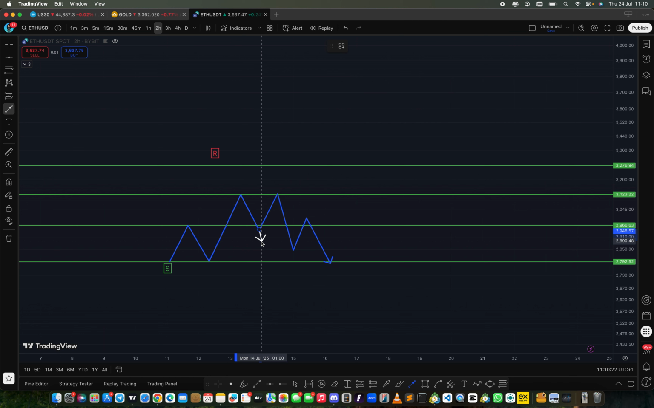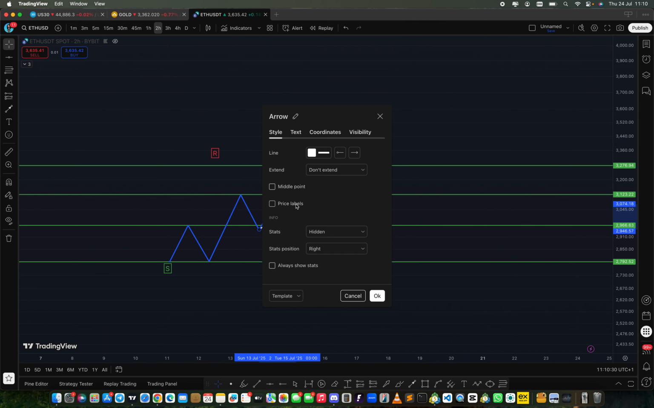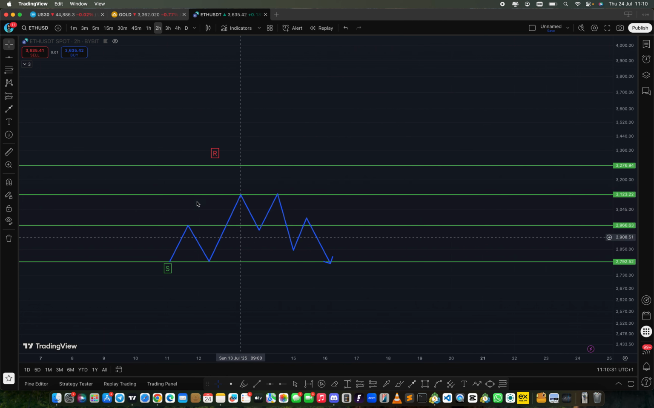Okay, so basically your stop loss is going to be below that range where you entered. Once the market is going up, you can start moving your stop loss up as you go. Okay, so now that is for the support and resistance.